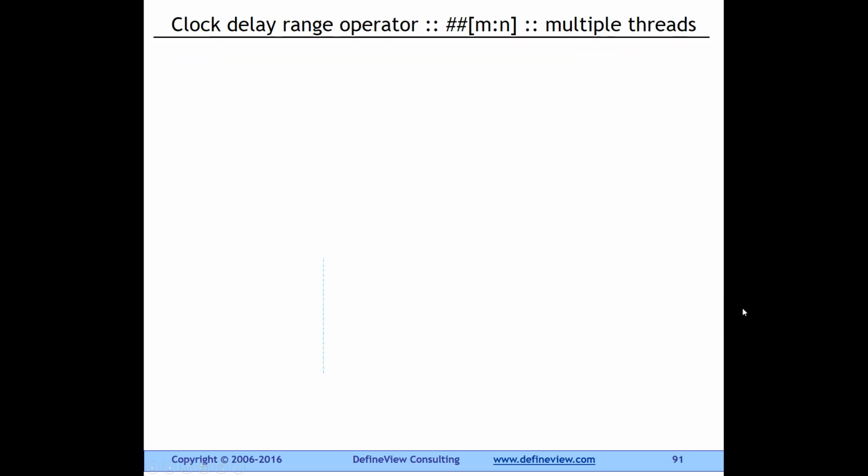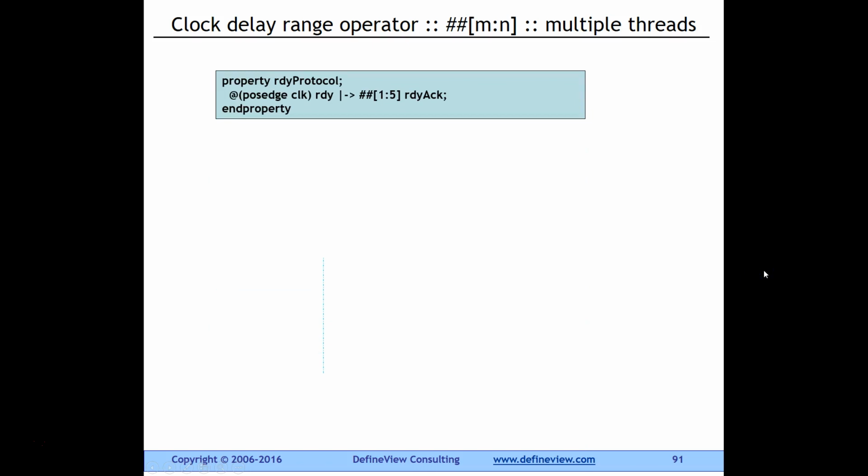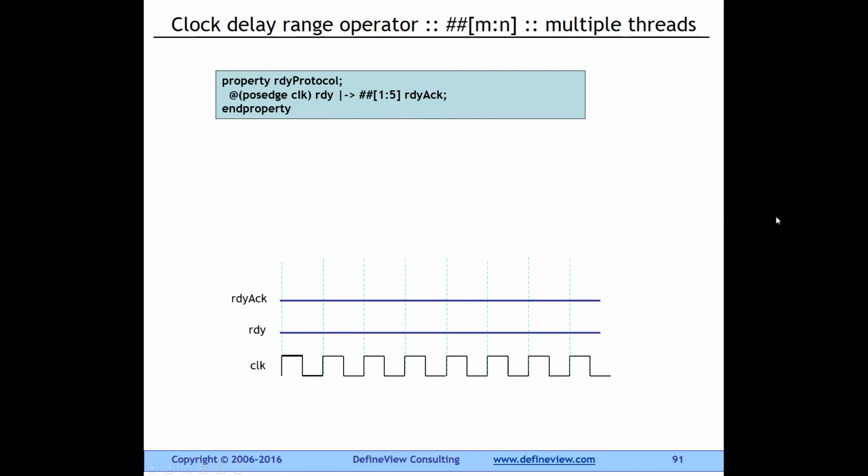Now, this slide is probably one of the most important slides in this course. We saw multi-threaded with single delay earlier in one of the previous lectures. Now let's look at what happens. How do multiple threads work with a range delay operator? So let's look at this example. At passage of clock, if ready is high, it implies starting same clock within 1 to 5 clocks, ready X should arrive. Okay. Here's your timing diagram.